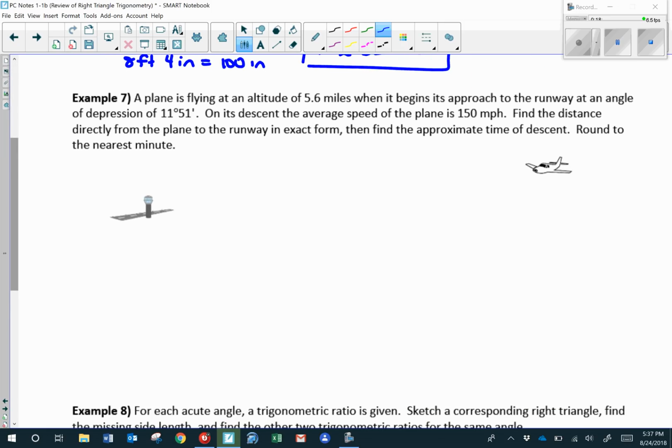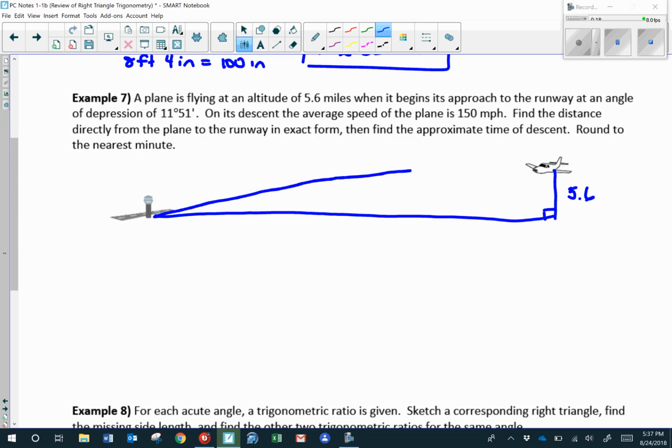In example 7, we have a plane that is flying at an altitude of 5.6 miles. I'm going to draw in some lines here. We'll draw in a horizontal, and a horizontal and vertical will always create a right angle. The plane's altitude is 5.6 miles above the ground, and it's approaching a runway at an angle of depression of 11 degrees and 51 minutes.